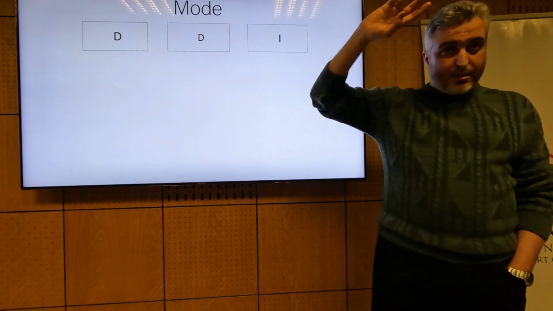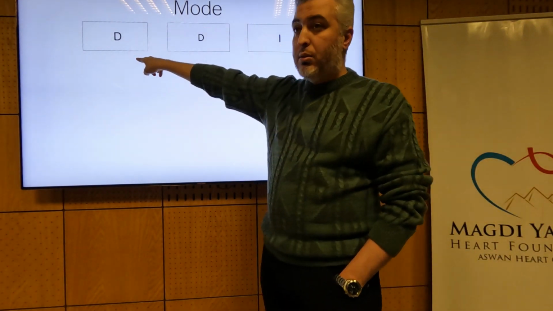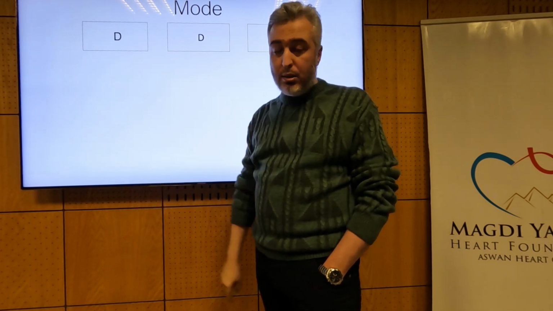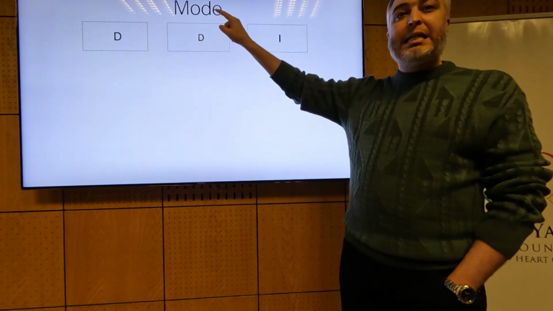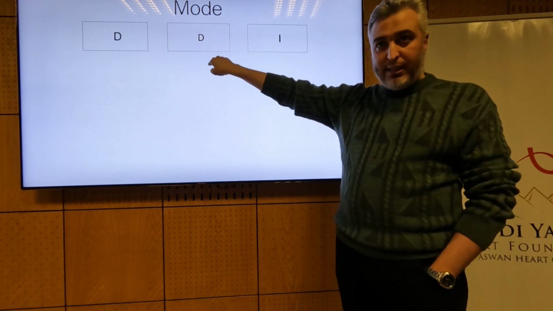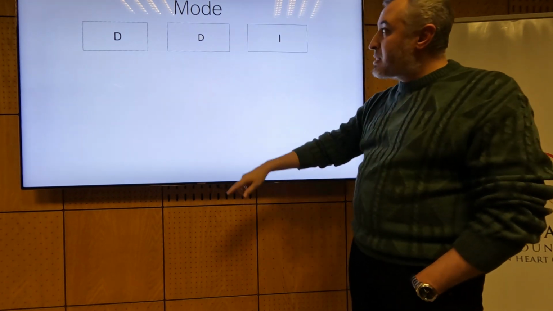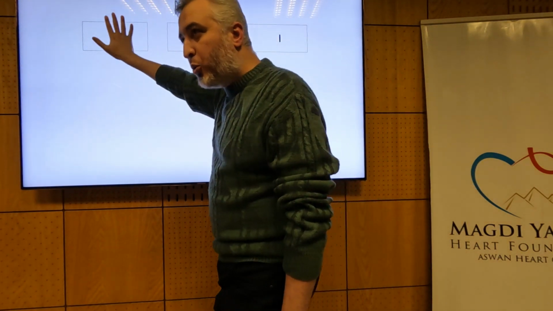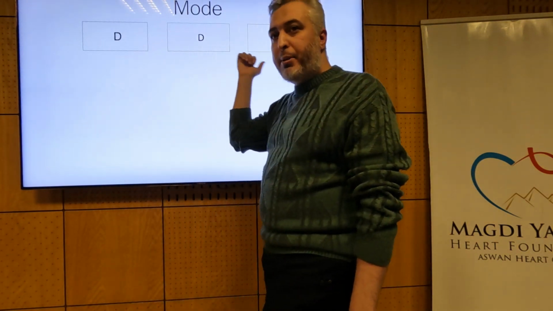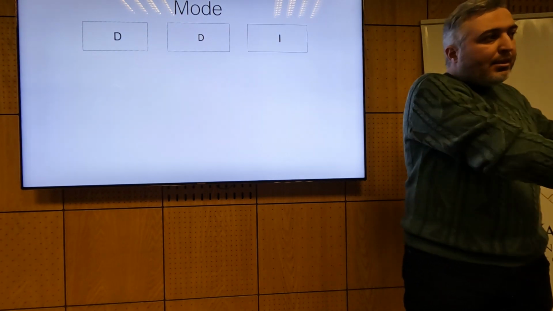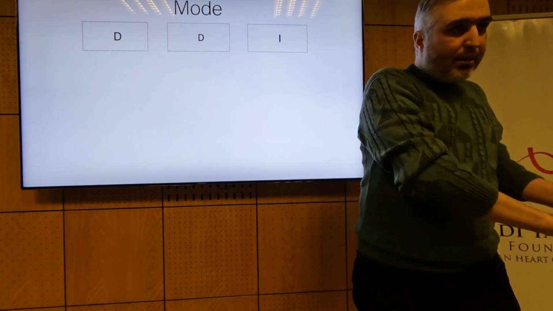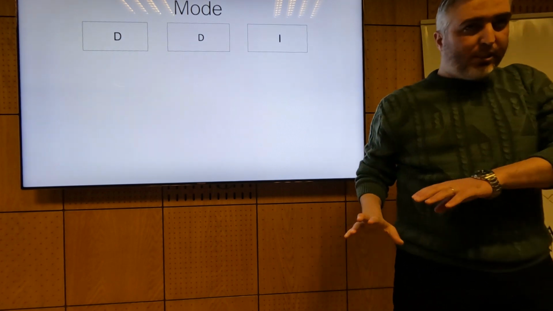Now we pace D. What's D? Dual atrium ventricle. We sense D, dual atrium ventricle. What's the response of dual sensing on dual pacing? Inhibitory. So atrial sensing inhibits atrial pacing. Ventricular sensing inhibits ventricular pacing.